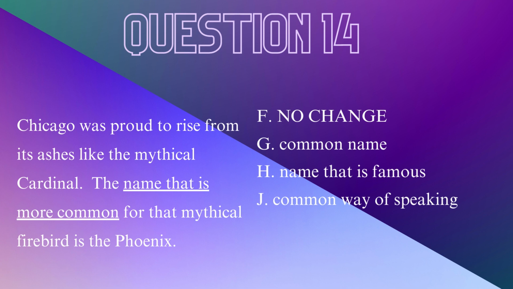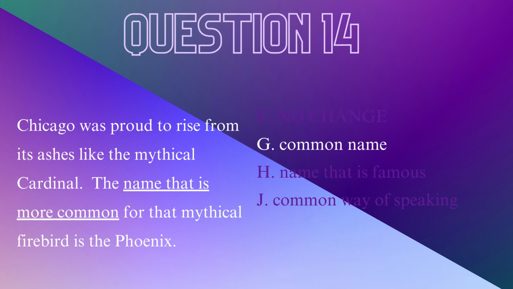Probably not the first choice. What if I said the sentence by substituting it with choice G? The common name for that mythical firebird is the phoenix. That's pretty clear. That's pretty to the point. If I replace it with H and J, that's totally wordy and unnecessary. So yes, G is the correct choice for that answer.